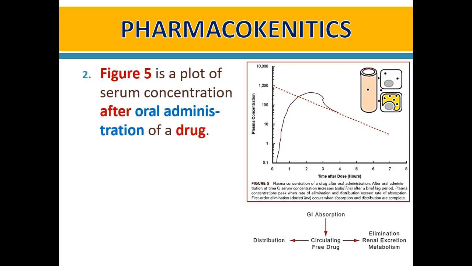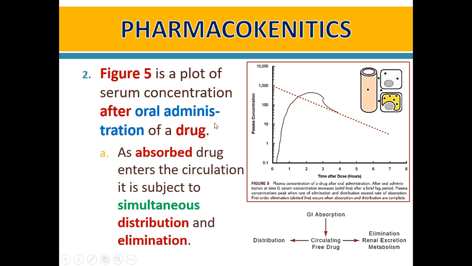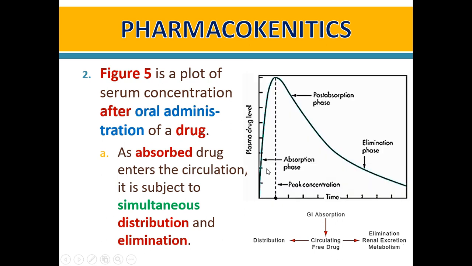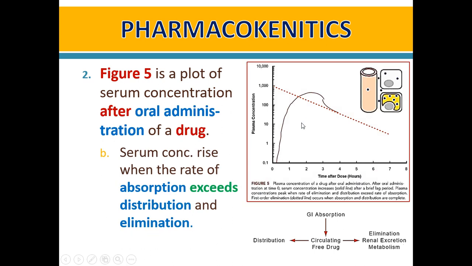This figure, on the other hand, is a plot of serum concentration after administration of a drug. So it's oral. As absorbed drug enters the circulation, it is subjected to simultaneous distribution into the cells, into the cavities, as well as elimination through renal filtration. So here's another figure of the absorption phase and the post-absorption phase. The serum concentration of the drug would only rise when the rate of absorption through oral administration exceeds that of the distribution into the cells and into the body cavities and elimination by renal filtration.